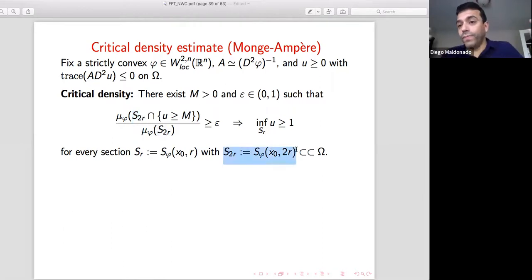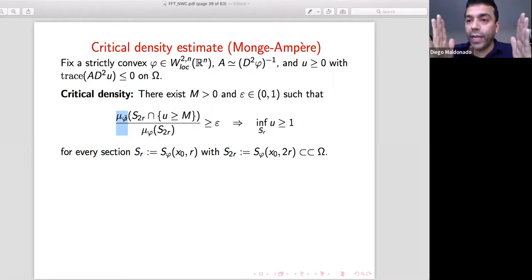Monge-Ampere sections. There's a fixed function phi. I look at the section, and then the Monge-Ampere measure, right? Instead of the Euclidean geometry, I have the Monge-Ampere sections. Instead of the Lebesgue measure, I have the Monge-Ampere measure. Right? And then this is what I want.